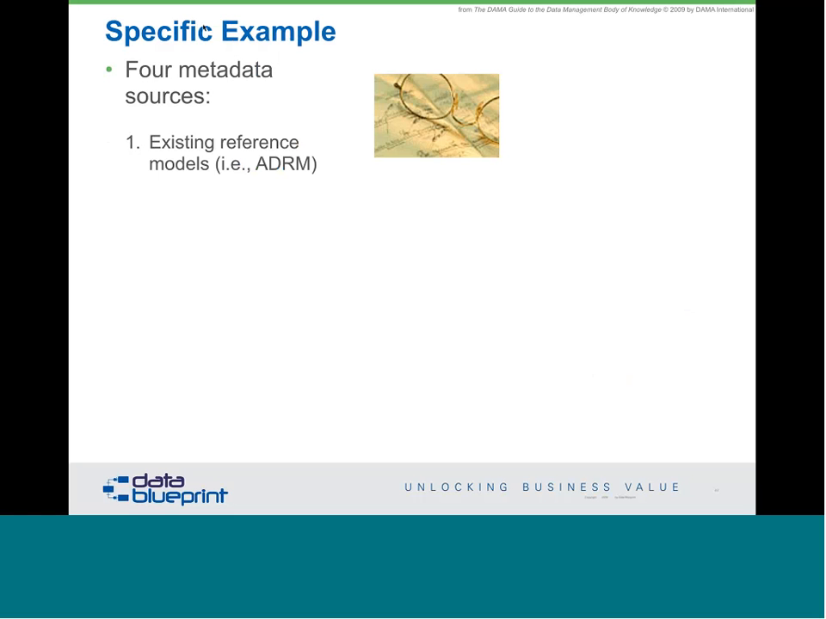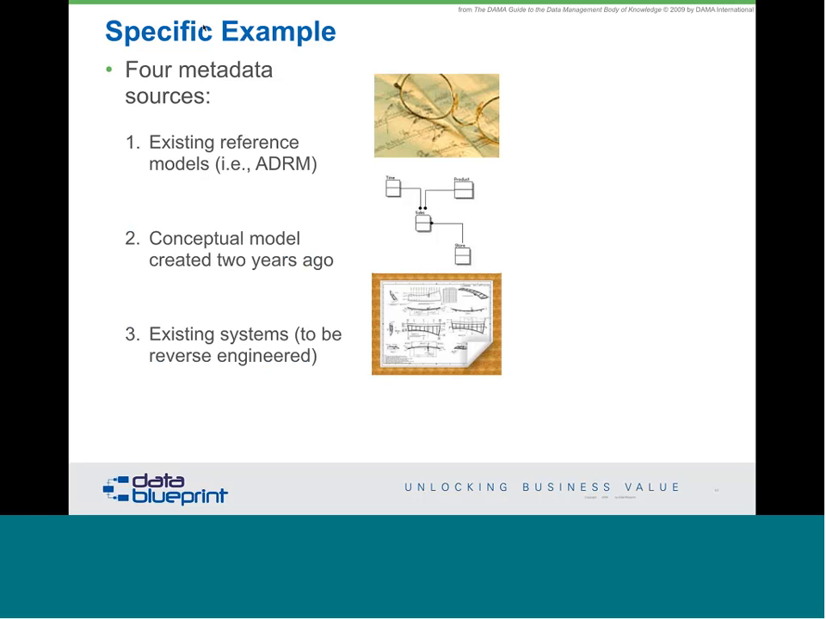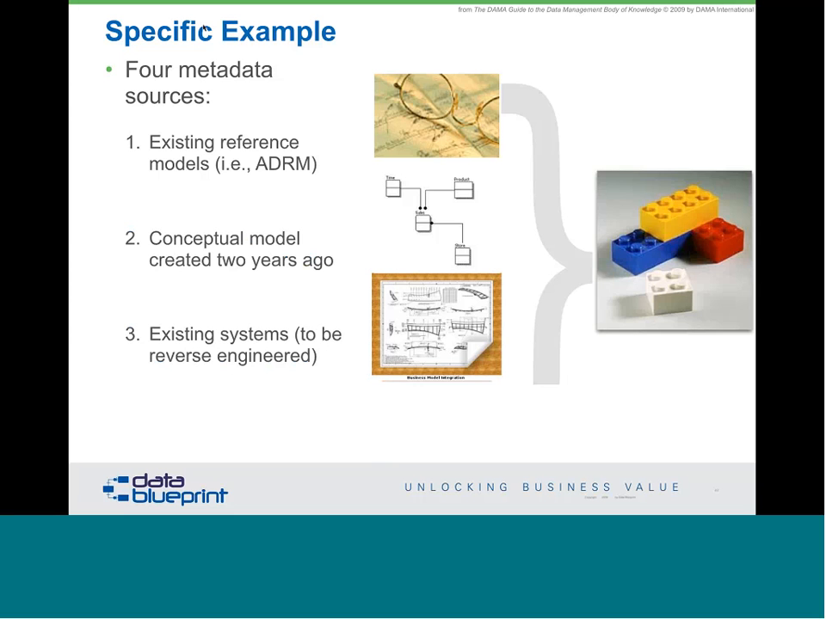So let's talk about just one business problem that we were working on, and we actually used four different sources of metadata. We had a reference model. Now, the reference model was kind of like a Wikipedia article that we could use as a reference point, and it was something called ADRM. And then there was a conceptual model that had been created a couple of years prior, but it was still historical and good. It wasn't current, but it was still good. We had an existing system that we could reverse engineer, and we had an enterprise data model, and we used all of these to come up with the answer to the particular problem. Each one of them, of course, you can tell is a specific piece of metadata.